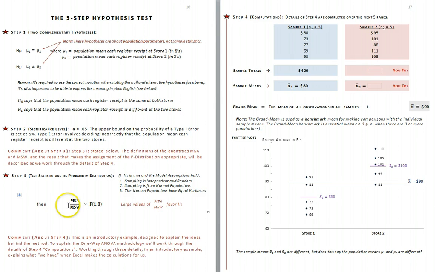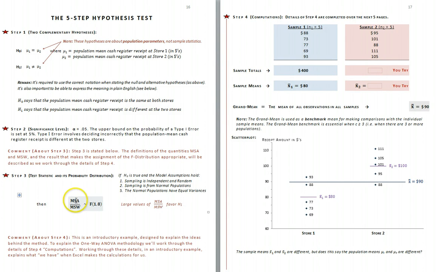The next thing required is a statement of the test statistic. The test statistic in the case of one-way analysis of variance is MSA over MSW. And the final thing required is a statement of the distribution of the test statistic, and in one-way analysis of variance, that distribution is an F distribution, and in this case, with 1 degree of freedom for the numerator and 8 degrees of freedom for the denominator.